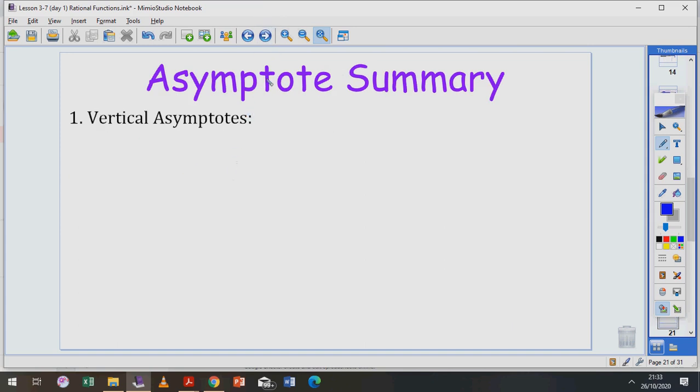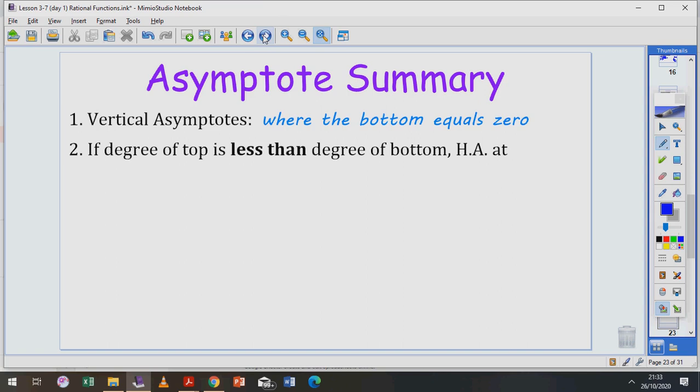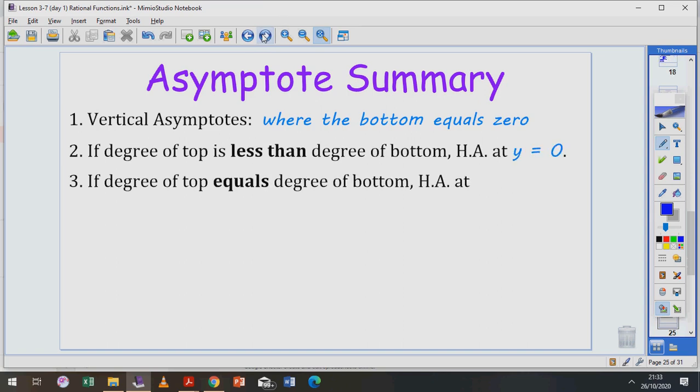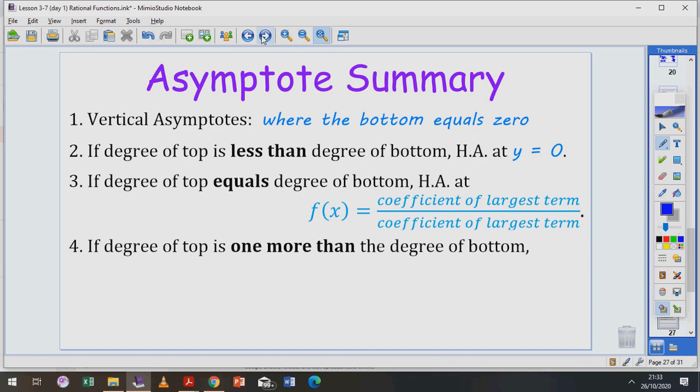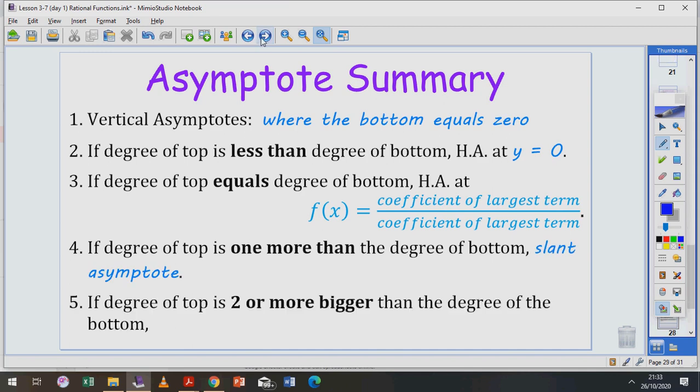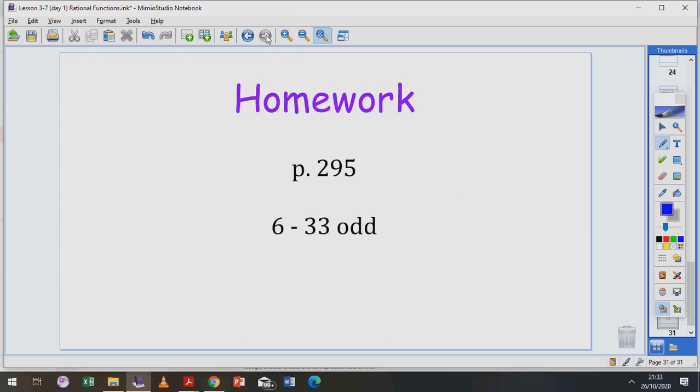So just a summary of what the asymptotes were. A vertical asymptote is where the bottom equals 0, so just set the denominator equal to 0. If the degree of the top is less than the degree of the bottom, the horizontal asymptote is at y equals 0. If the degrees are equal, to get the horizontal asymptote, divide the coefficients of the numerator and the denominator. If the degree of the top is 1 more than the degree of the bottom, then you have a slanting asymptote. If it is 2 or more bigger than the degree of the bottom, then you don't have a horizontal asymptote, and you also don't have a slanting asymptote.